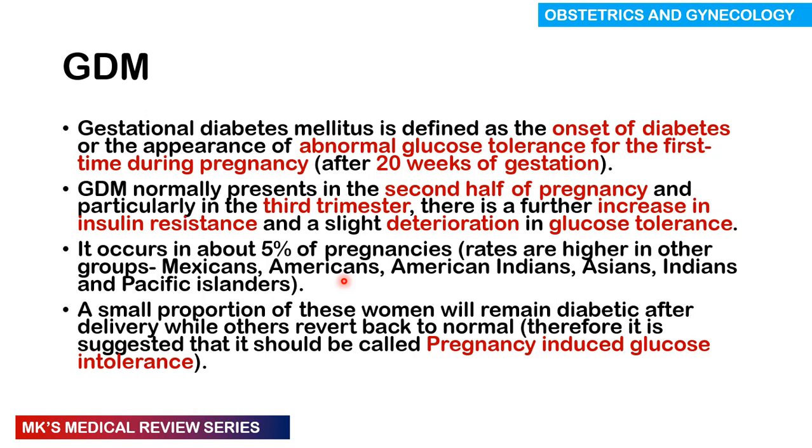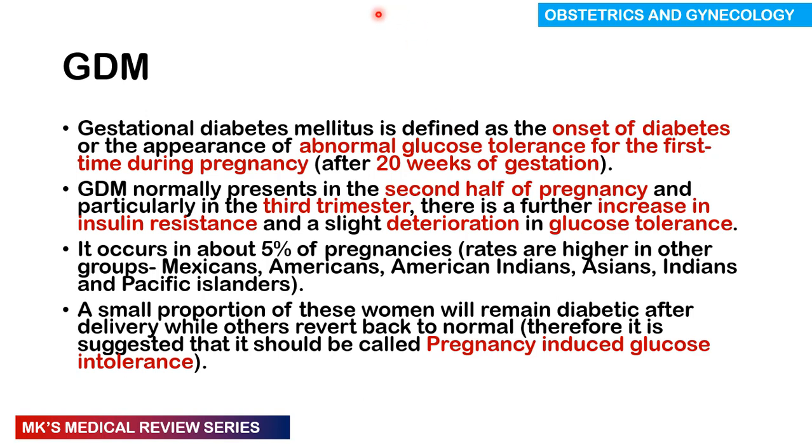So when you talk about gestational diabetes mellitus or GDM, this is pretty much someone who has the onset of diabetes or the appearance of an abnormal glucose tolerance for the first time. Keynote, for the first time during pregnancy. Ideally, it's after 20 weeks of gestation. And remember, the key word here is persistent. So a persistent rise in the blood sugar, a persistent abnormality in the glucose tolerance for the first time in the pregnancy after 20 weeks. If they had it before the pregnancy, then this is known as pre-existing or pre-gestational diabetes mellitus.